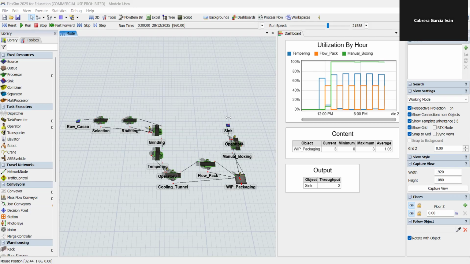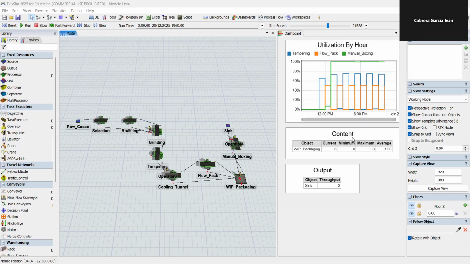the entire line. The middle chart represents the content of the WIP packaging buffer over time. The increasing trend confirms that items accumulate before the manual boxing stage due to insufficient downstream capacity. The average content of the buffer is approximately 1.05 items, with a maximum of 3 items observed.